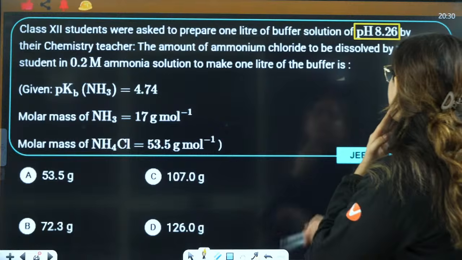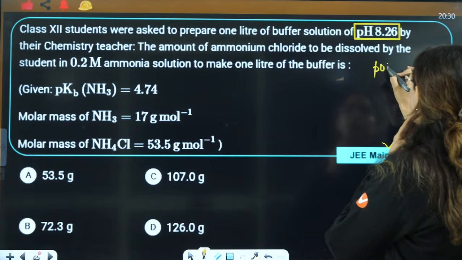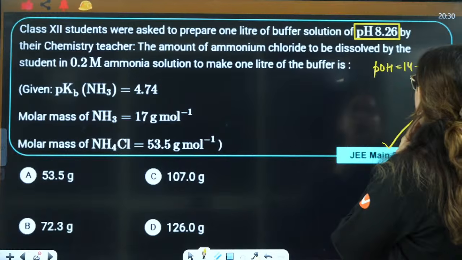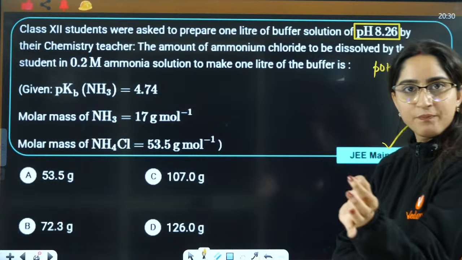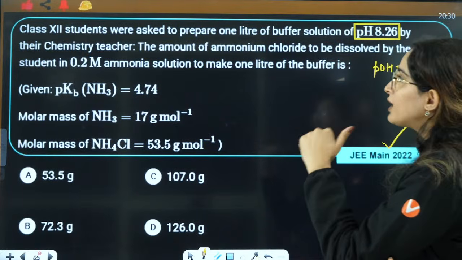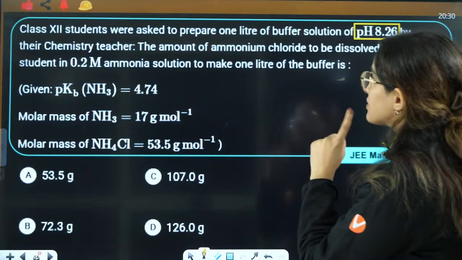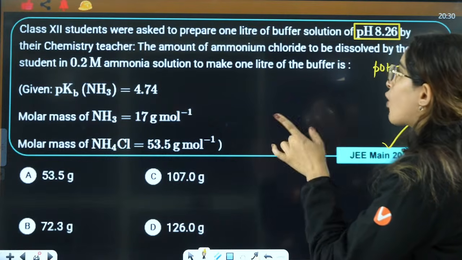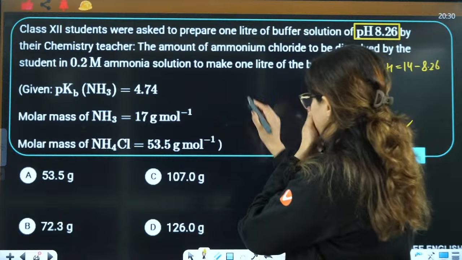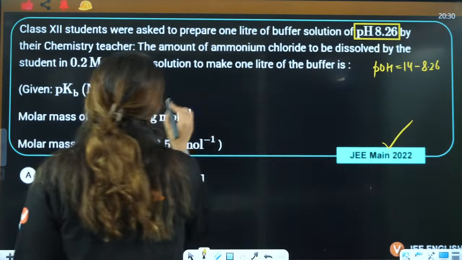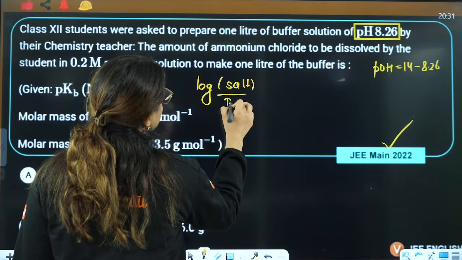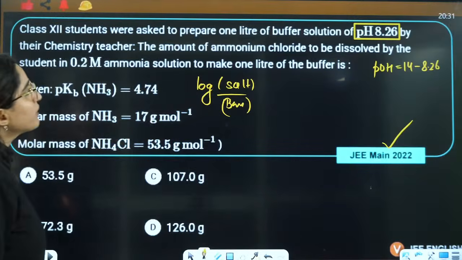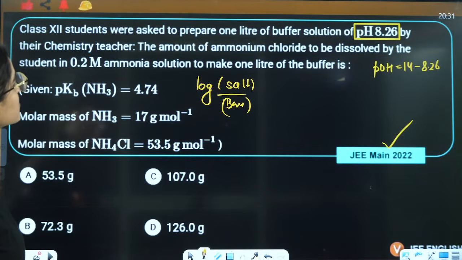pH is this. If pH is this, pOH is going to be 14 minus 8.26. You know the value of pOH, you know the value of pKb. Log of salt by base, the concentration of the amount of ammonium chloride to be dissolved in this ammonia. Ammonium chloride, 1 liter means the volume is 1 liter only, so that's not the problem.